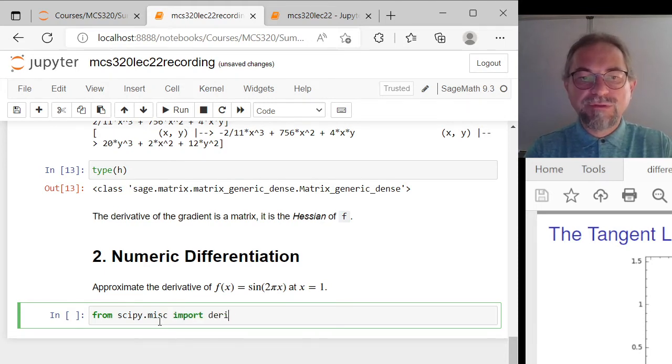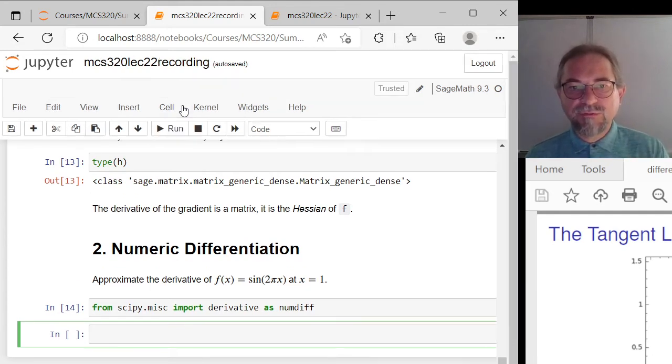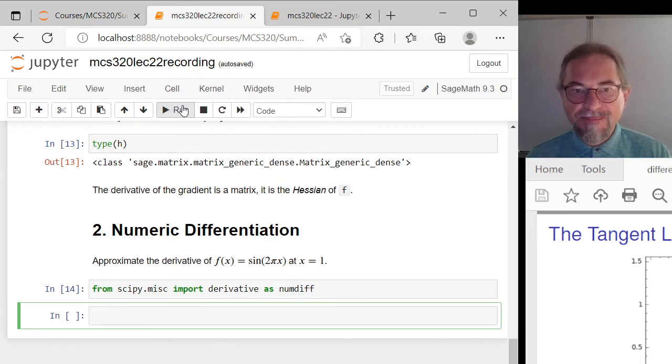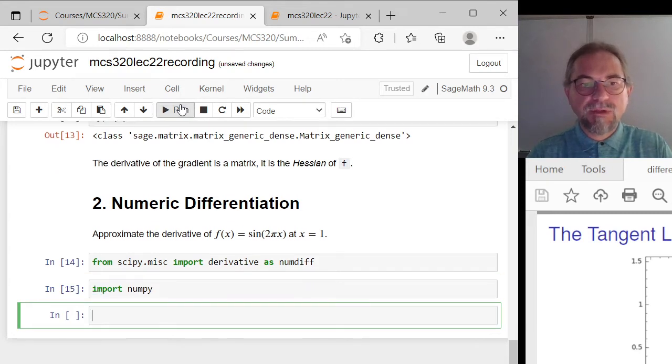So I will import the derivative from the miscellaneous module from SciPy, and I will import this as the function numdiff. So it is important that this is a numerical function. So I have to define now a function f that is numerical. We have done this already when we discovered vectorization with NumPy. So I will import NumPy because I want the sine function that is numerical. Also, I want the pi that is numerical.